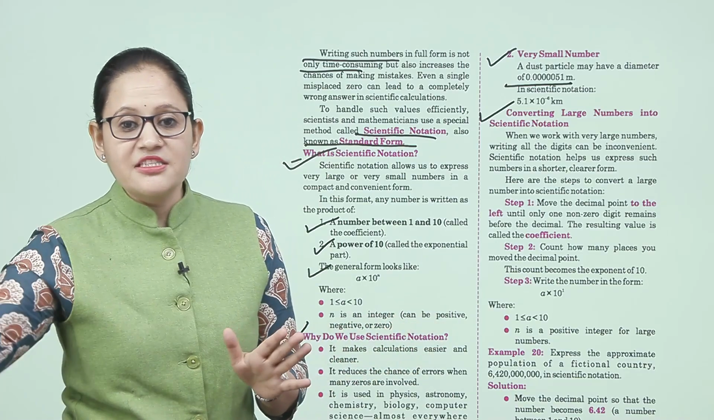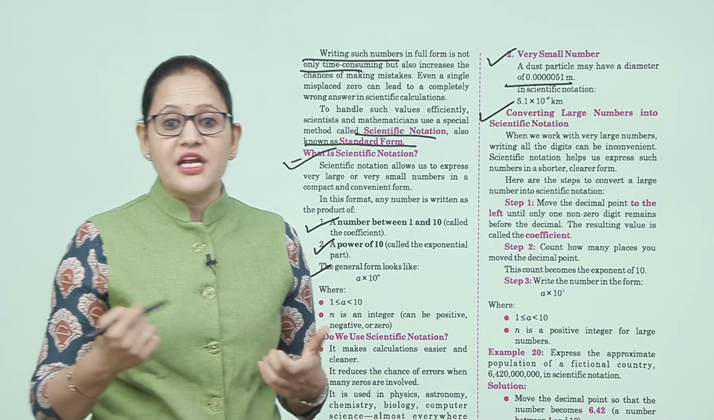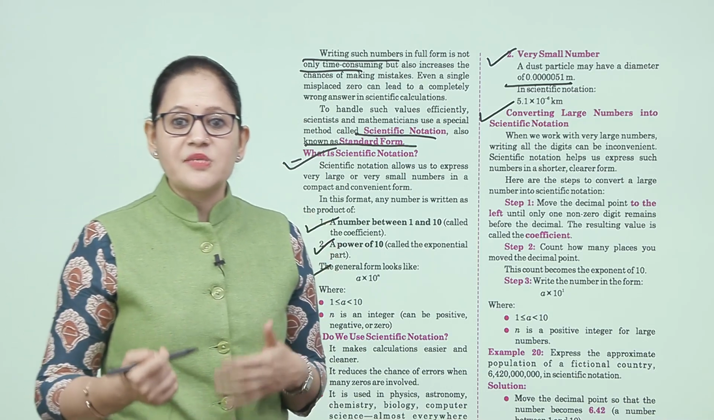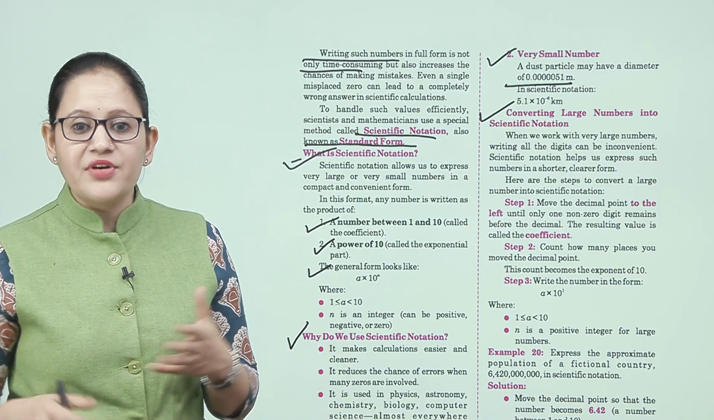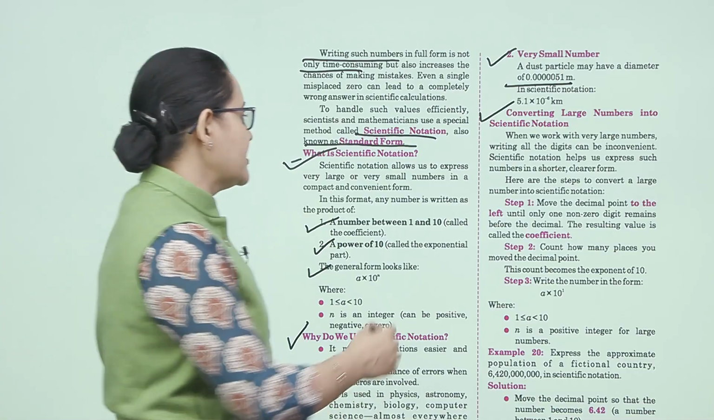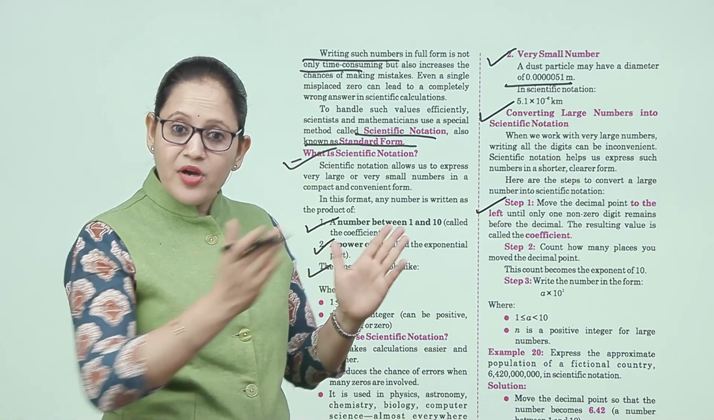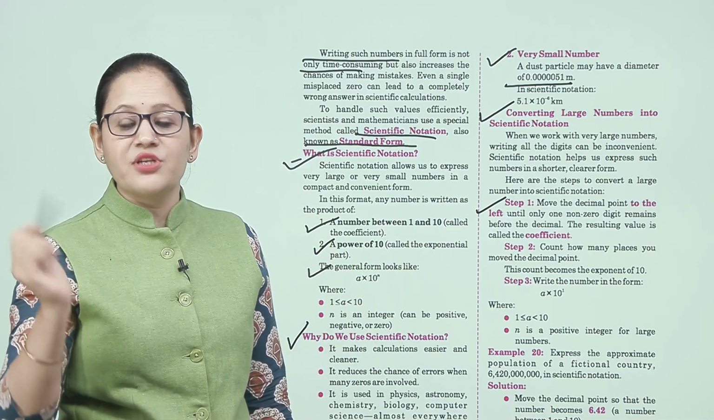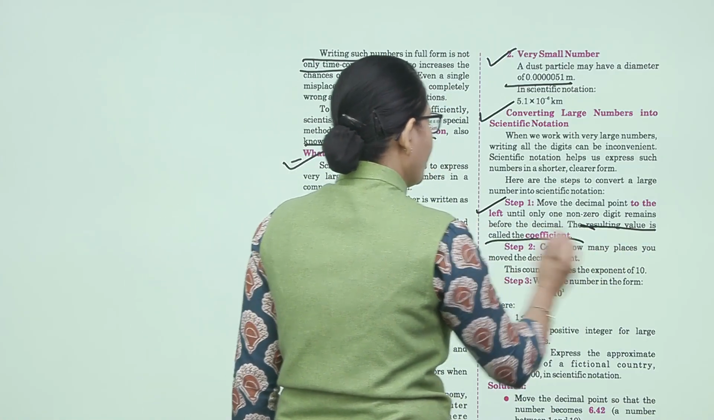Now, converting a large number into scientific notation. How can we convert a large number into scientific notation? When we work with a very large number, writing all the digits can be inconvenient. Scientific notation helps us express such a number in a shorter, cleaner form. Here are the steps to convert a large number to scientific notation. Step 1: move the decimal point to the left. Move the decimal point left until only one non-zero digit remains before the decimal. The resulting value is called the coefficient.